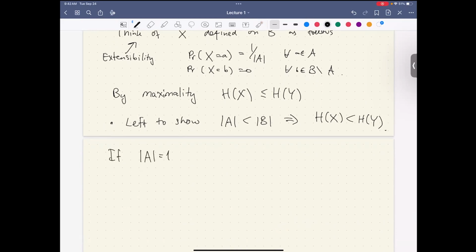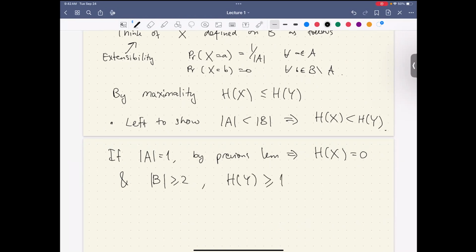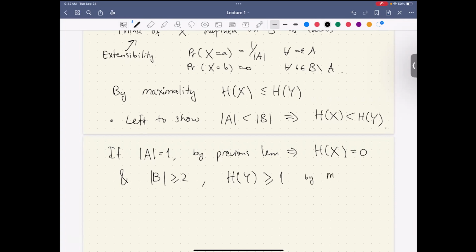If |A| equals 1, by the previous lemma, we know that the entropy of X equals 0. And we know |B| is at least 2. So the entropy of Y is at least 1 by the first part that we proved and normalization. Okay.